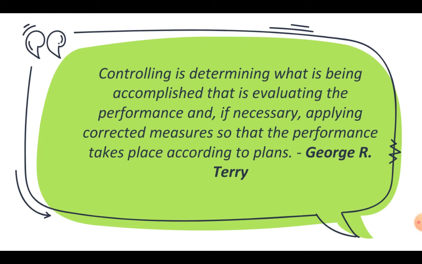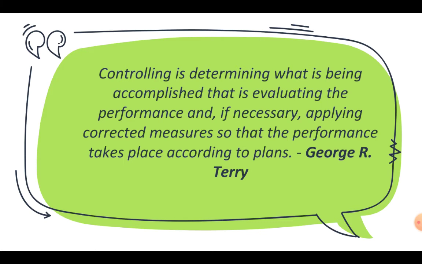So the first definition is provided to us by George R. Terry. Now Professor George R. Terry says that controlling is determining what is being accomplished, that is, evaluating the performance and, if necessary, applying corrective measures so that the performance takes place according to plans. So according to Terry, controlling helps in proper implementation of plans. Controlling helps to carry out the plans properly.